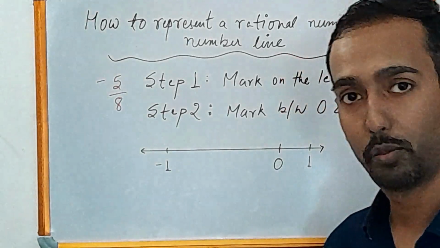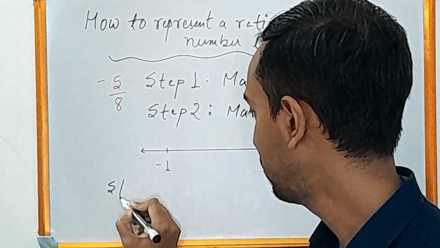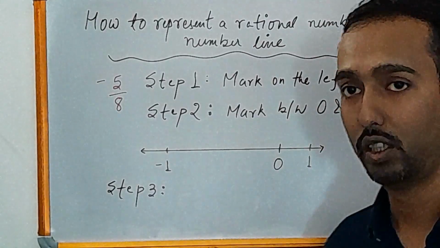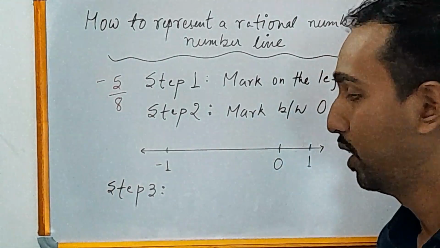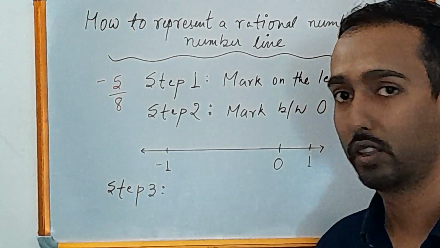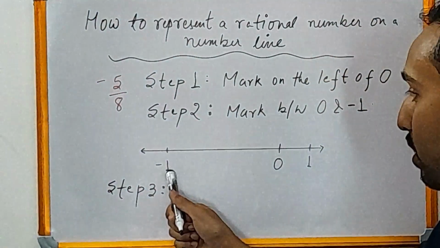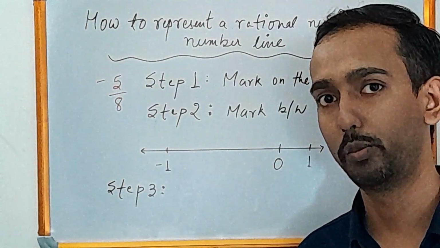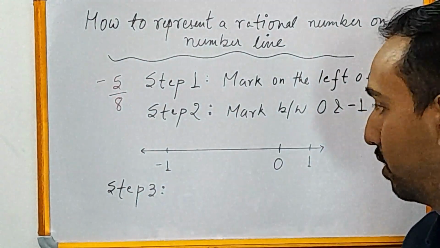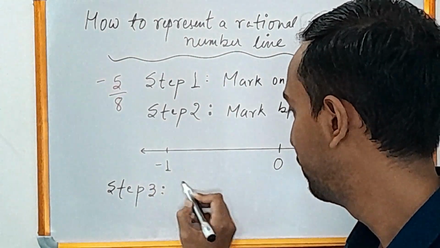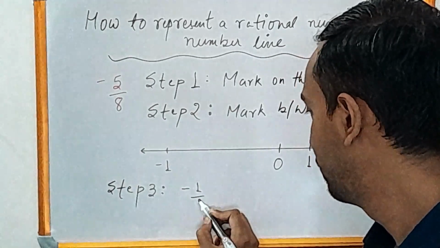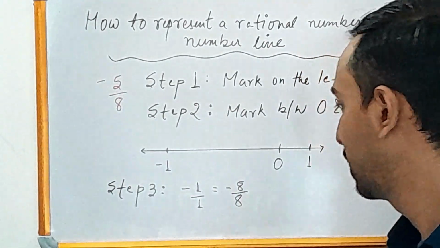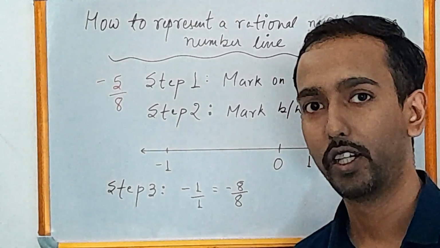So now, what will be step 3? Now, here we have the minus sign. You see the denominator is 8. So we have to write -1 in the form of a fraction whose denominator is 8. So how will you write -1? You see that -1 can be written in the form of -8/8.